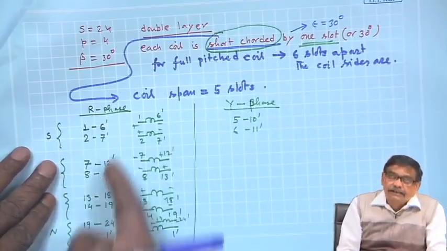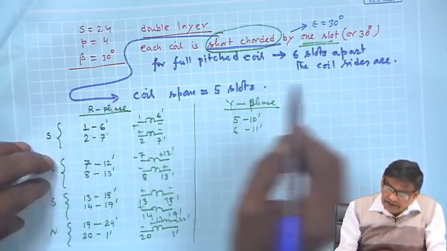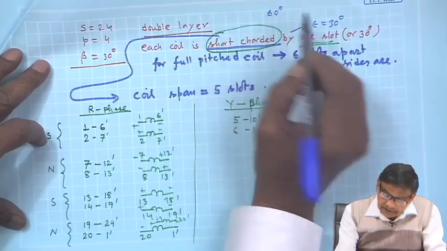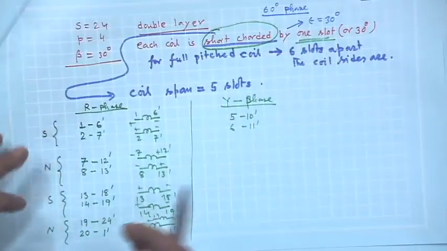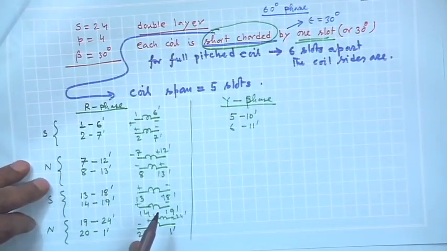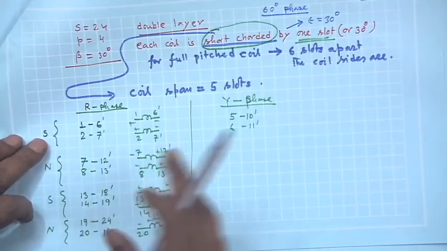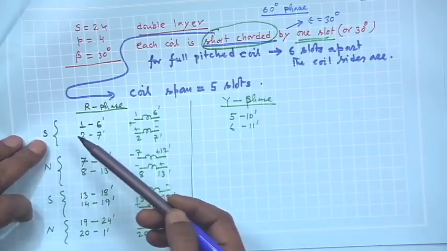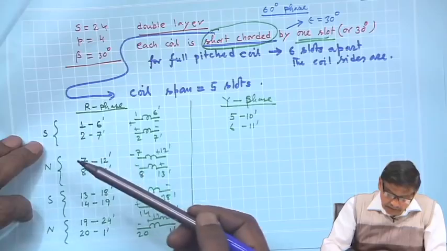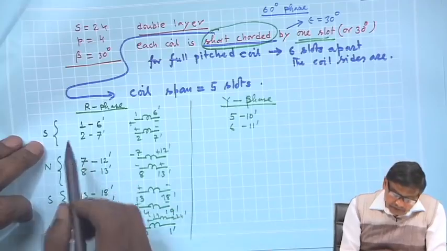Now, for the R phase I completed this. Once again, 60 degree phase spread winding; I want to do 60 degree phase spread. What does that mean? That 180 degree of space will be equally shared by R phase, Y phase and B phase coil sides. Therefore, under 180 degree span, two slots will be shared by R, 2 will be shared by Y, 2 will be shared by B. So, I start with the R.